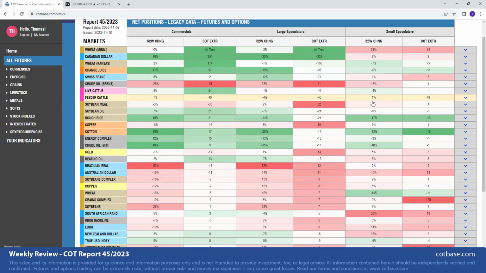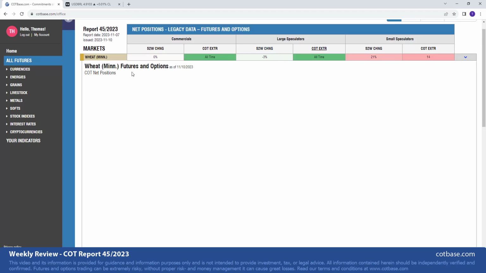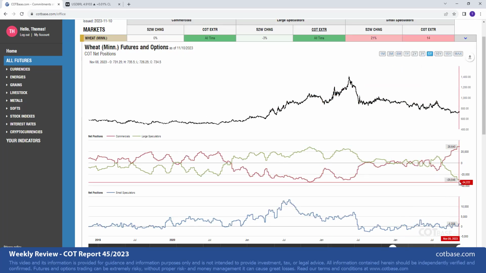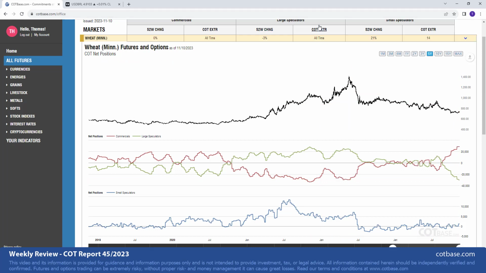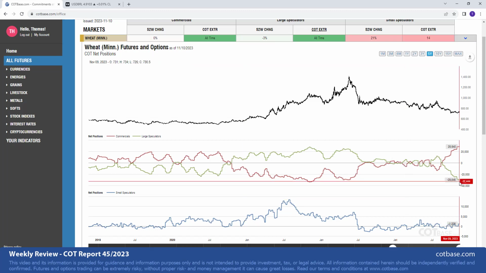So let's move on and have a look at large speculators COT Extreme. Where do we have the largest? And it's in the Minneapolis wheat. And here you can see large speculators at an all-time. All-time means we have never ever in the history of COT data on the Minneapolis wheat seen the net positions of large speculators at these levels. So it's a very significant extreme.